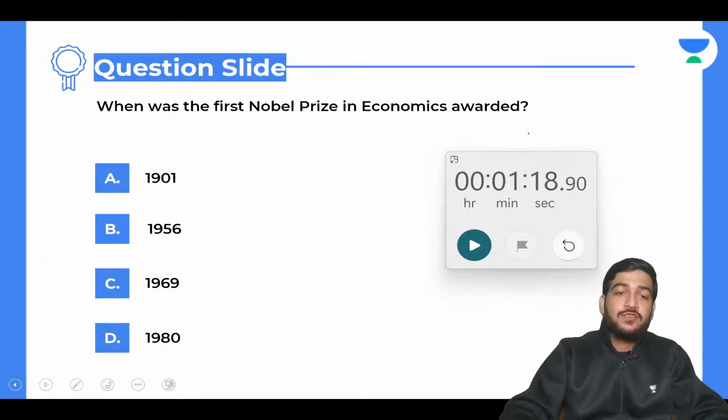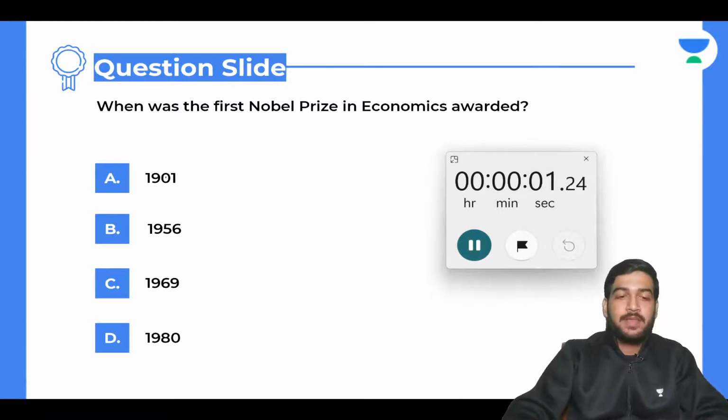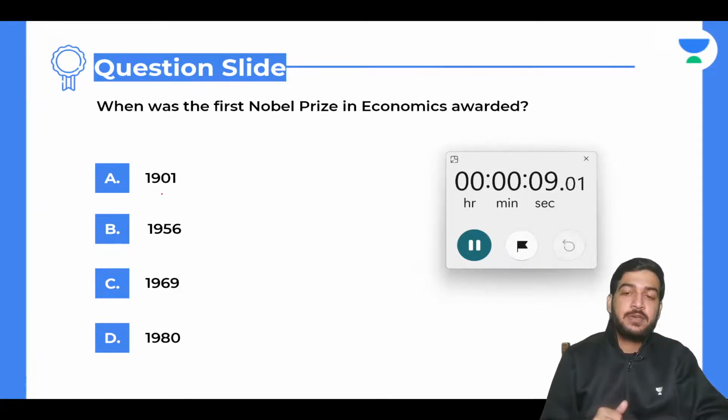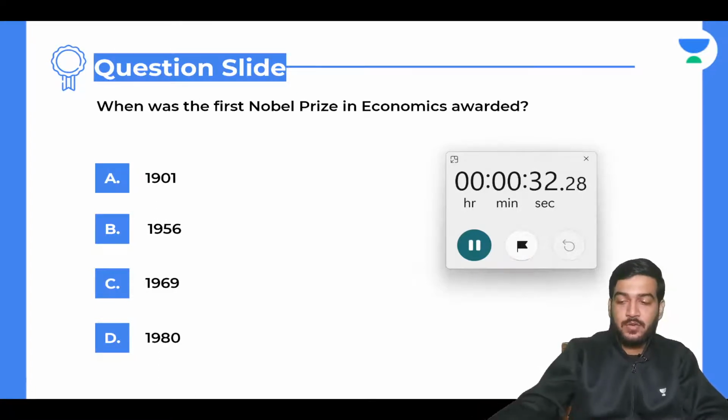Okay, when was the first Nobel Prize in Economics awarded? The Nobel Prizes had one recent edition, which was the prize in economics. The first economics prize was awarded in A 1901, B 1956, C 1969, or D 1980. When was the first Nobel Prize in Economics, or the Sveriges Riksbank Prize in Economics, awarded? It is named after the bank that sponsors it.